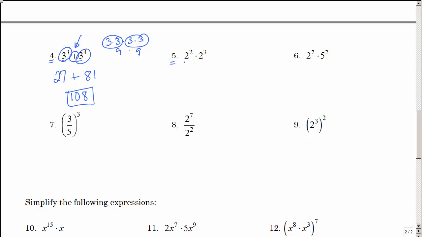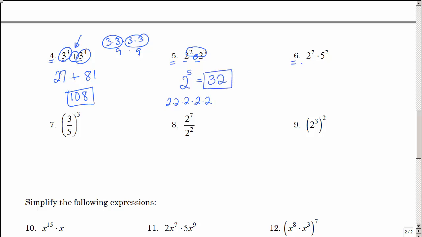Now number 5, I have the same base being multiplied. I do have a property. It says I can keep the base and do what with those exponents? Add. That's right. But then go ahead, these numbers are small enough that you should be able to figure out what that is. All right, so 2 times 2 is 4, times 2 is 8, times 2 is 16, times 2 is 32.